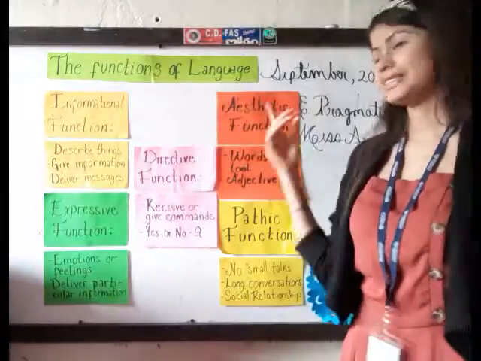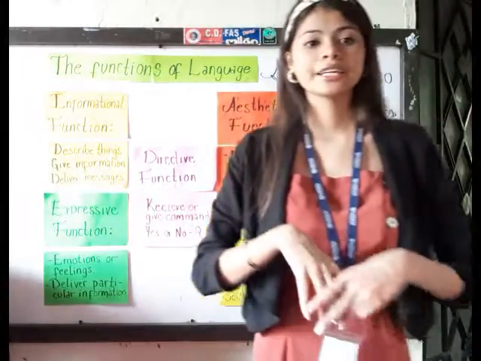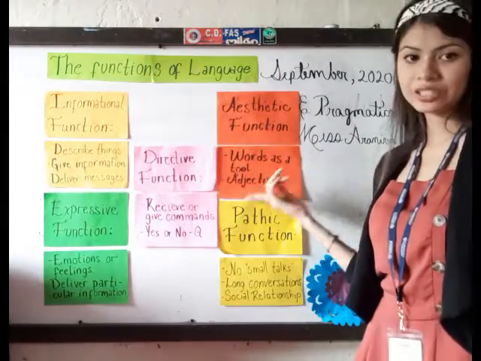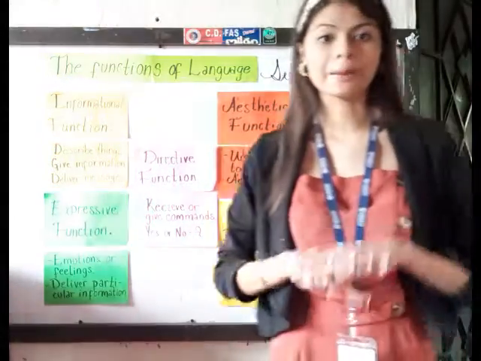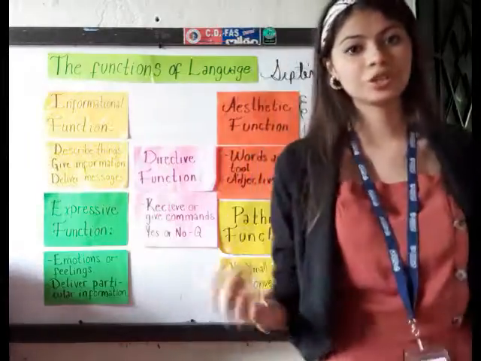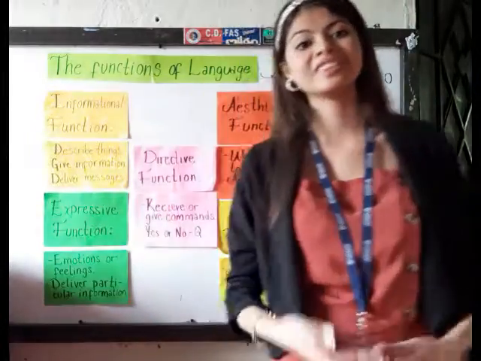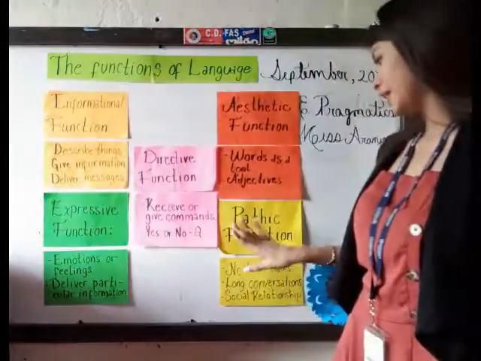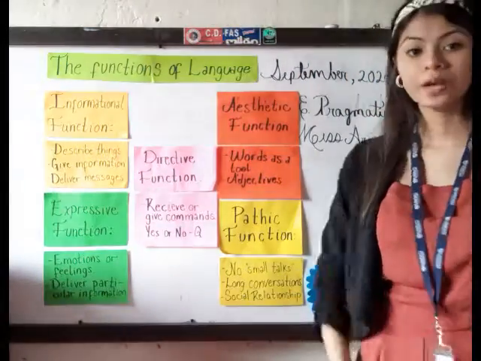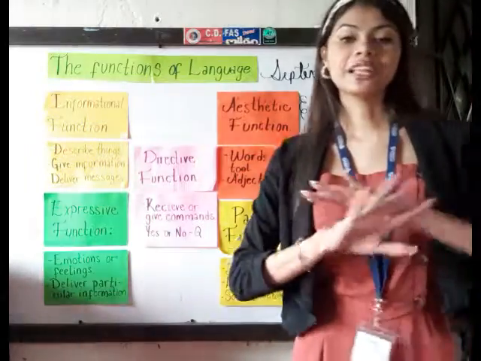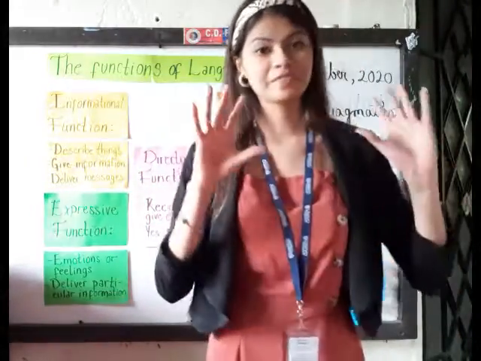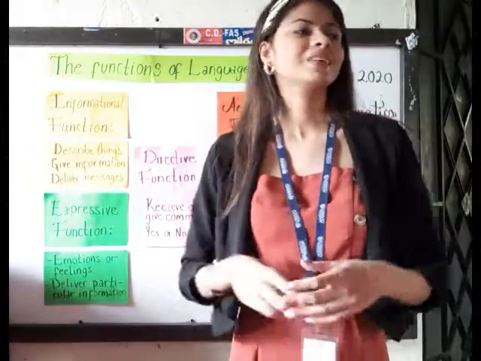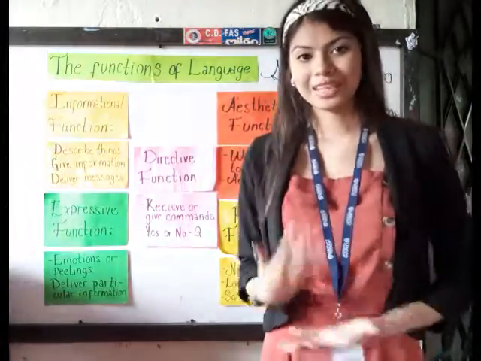The fourth one is the static function, in which we use words as a tool, and adjectives are a must in this case. We need to be sure about which adjective we are going to be using in order to describe the object or the thing that we want to describe. And the last one is the emphatic function, which helps us in order to have a long conversation in a social relationship environment, or a good, healthy environment, in order to have communication with someone else.